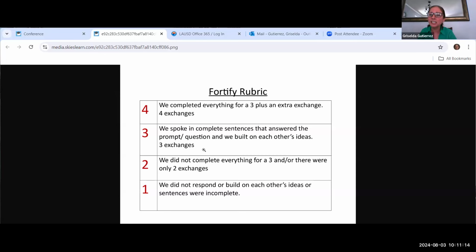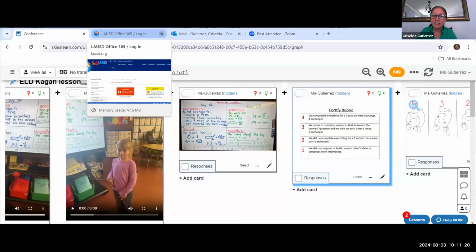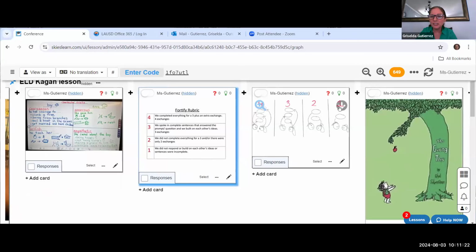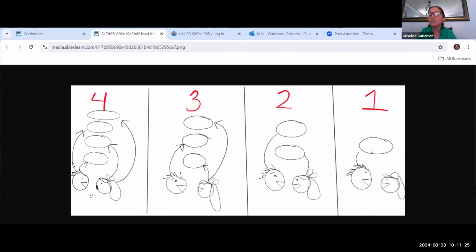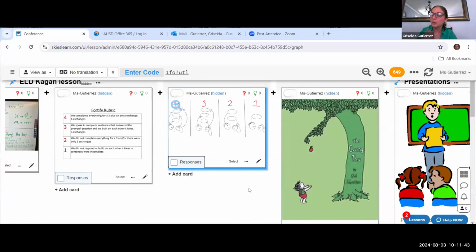And then 3 exchanges, all it means is that I talked, you talked, and I talked again. So I did a little visual for the kids to understand. So to get 1 exchange, 2 exchanges, 3 exchanges, and the whole time you're building on the other person's idea. We've done this several times before, I just hadn't recorded it. And I told them the rubric is going to be more difficult than a previous rubric we had, because as you're learning, you're getting smarter.